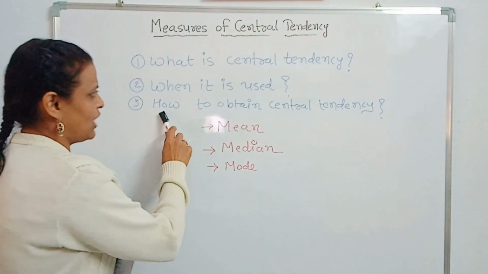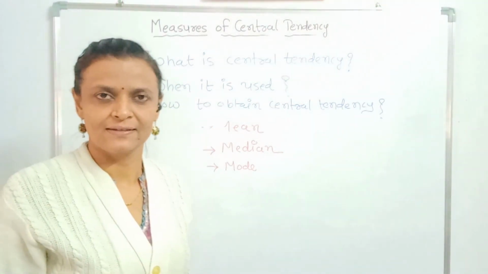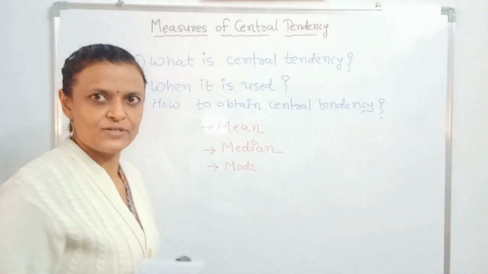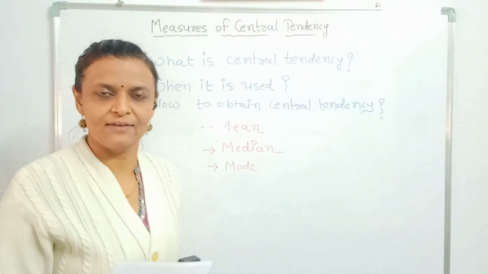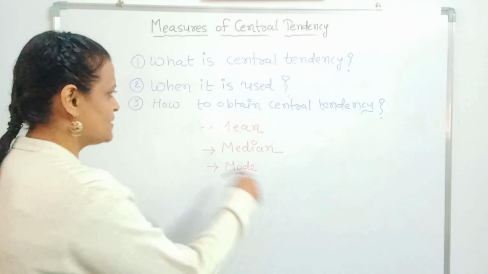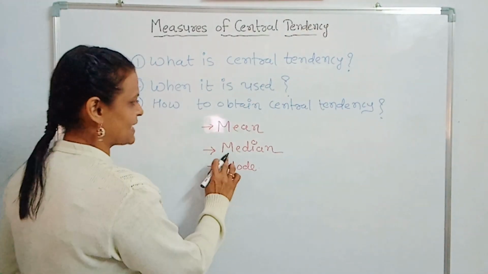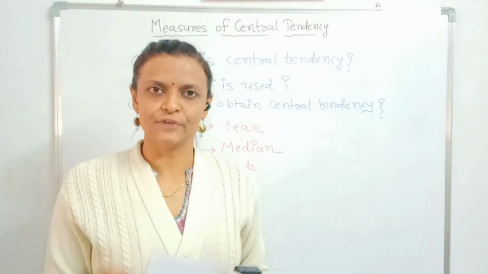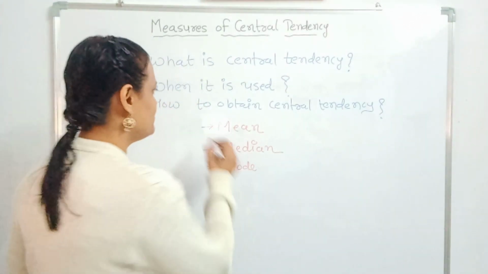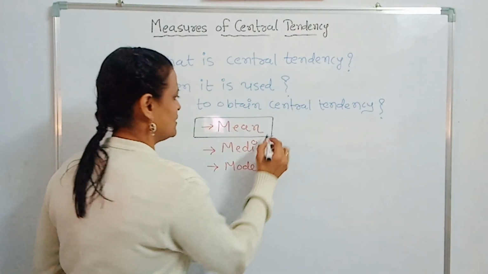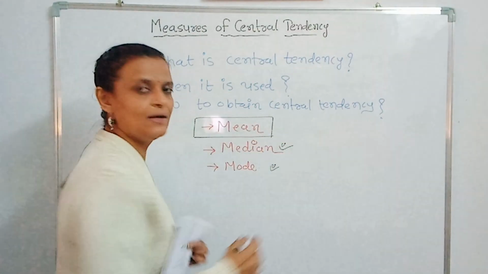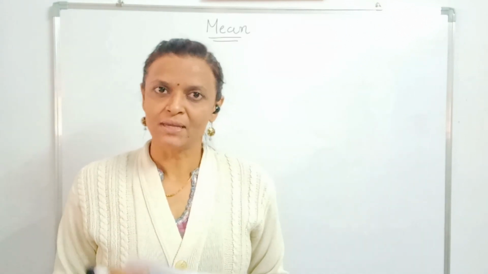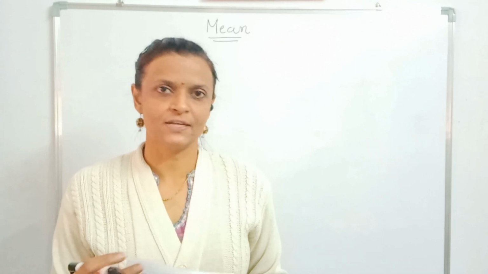Third question, how to obtain central tendency? So there are three measures by which you can find out the central tendency. First is mean, second median, and third is mode. To reduce the length of these videos, I have covered only mean in this video. Remaining two, median and mode, I will explain in other videos. Now let us understand this mean thoroughly by considering various examples.